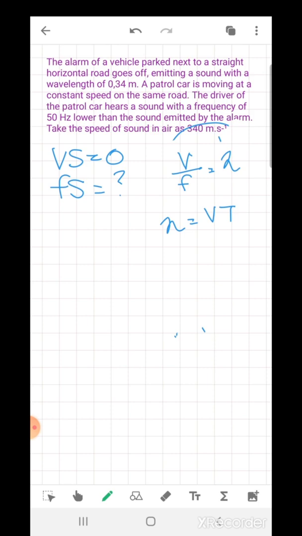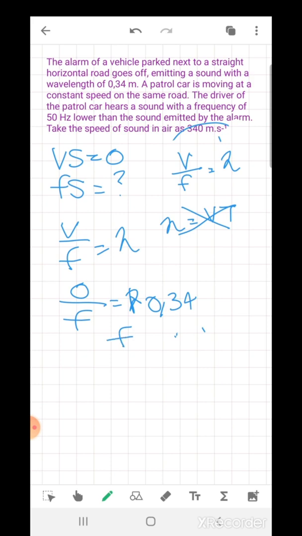And in this question, they have not mentioned anything about the time. So we know that we can't use the period formula. We have to use the first formula, which is velocity divided by frequency. Now, what some of you may be tempted to do is say velocity over frequency is equal to wavelength. So my velocity of the sound source is 0 divided by frequency is equal to my wavelength. My wavelength is 0.34. Therefore, frequency is equal to 0. This is wrong. And I'll tell you why it's wrong.